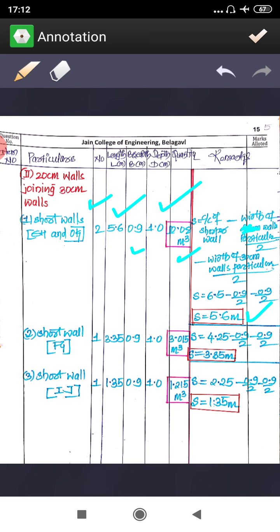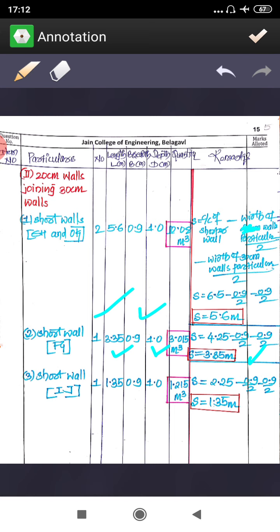Similarly here, now see this FG, it is having no the criteria. See here, for FG it is one side 30 centimeter wall is there and another side 20 centimeter wall is there. So we are going to deduct 30 centimeter walls particular from one side and 20 centimeter walls particular from another side. So it is 4.25 minus 0.9 by 2 minus 0.9 by 2, it is 3.35. So the shorter wall length, so it is going to be 1 into 3.35 into 0.9 into 1 meter, so it is altogether 3.015 meter cube.